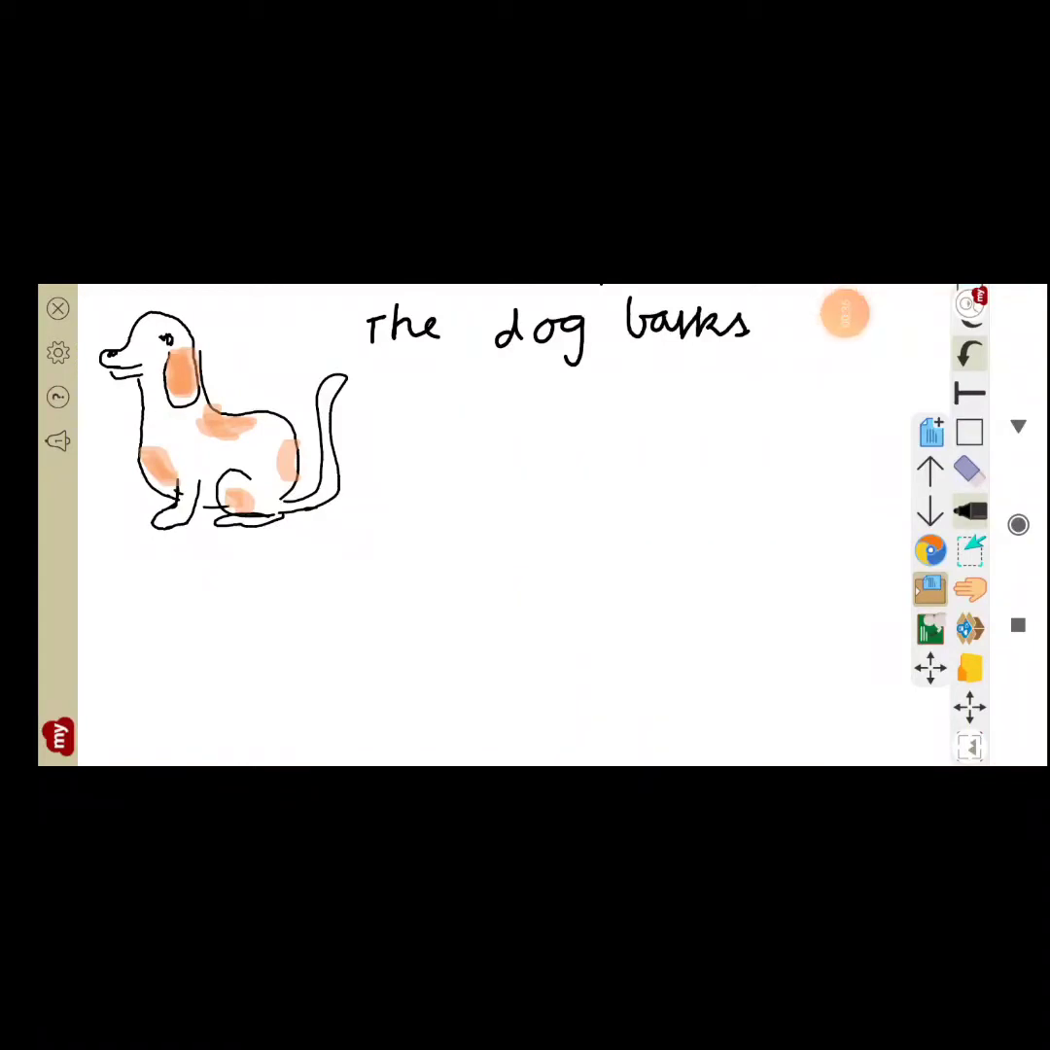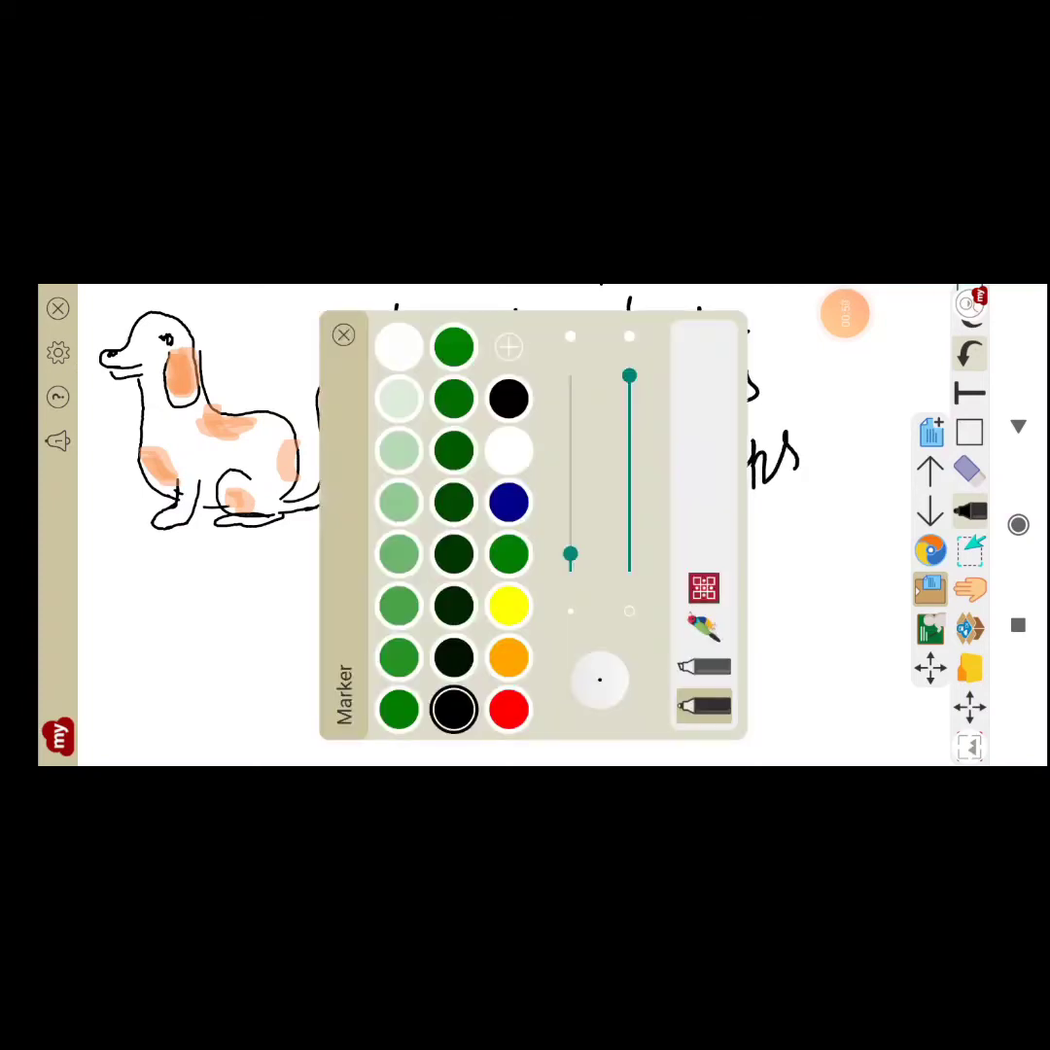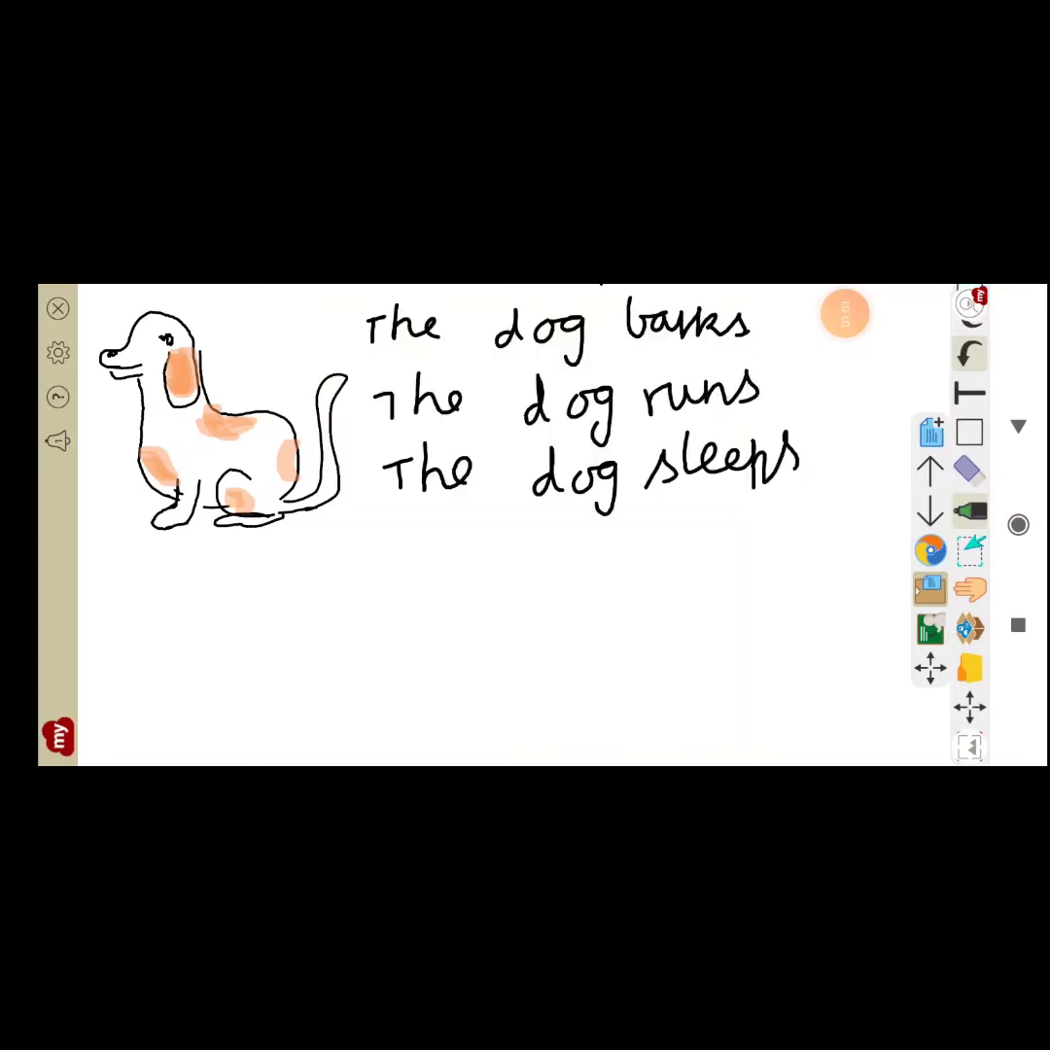The next sentence, the dog runs. And my third sentence, the dog sleeps. So now, in these sentences, barks, runs, sleeps.